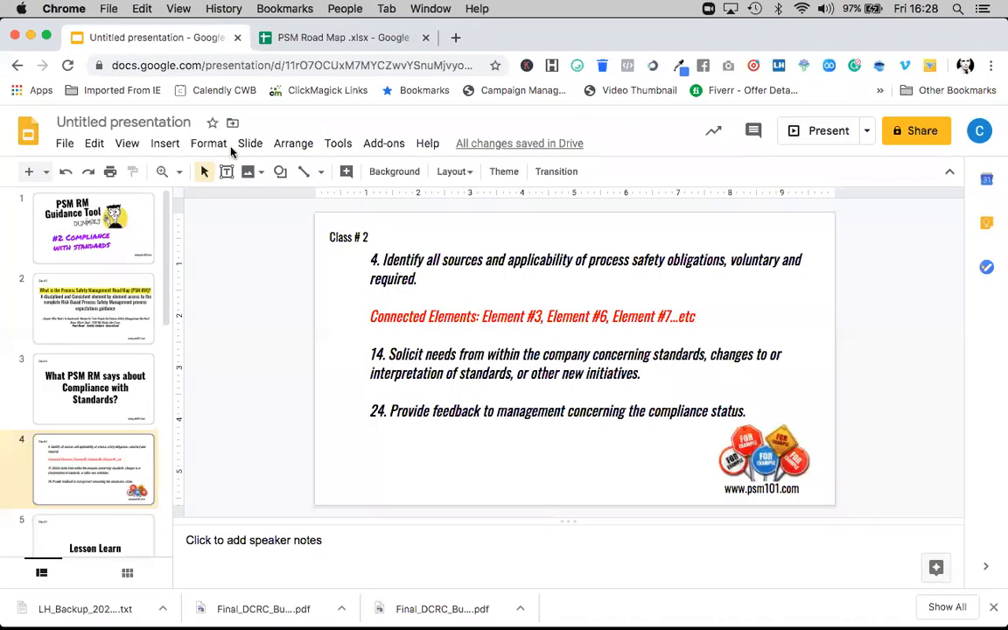What I'm going to do here is suggest some sort of game-based learning for your students or anybody that is getting this training. You can play with them and see what are the elements that can be connected to this requirement. Because to identify the source of an applicability, maybe we need certain things around element three, element six, element seven, etc.